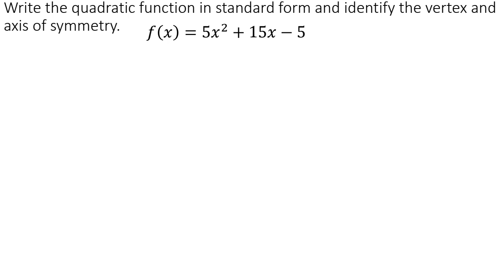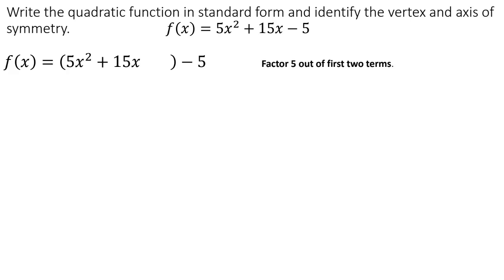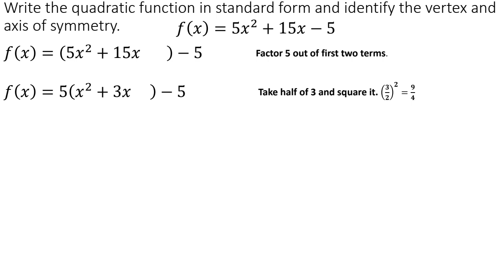All right, let's try it one more time. So I have this function in general form, 5x squared plus 15x minus 5. Let's do it. First, I am going to put parentheses around the two terms that have an x. And then if the x squared term has anything other than a 1, I'm going to factor it out. So I'm going to factor out the 5. It's going to leave me with 5 times x squared plus 3x.